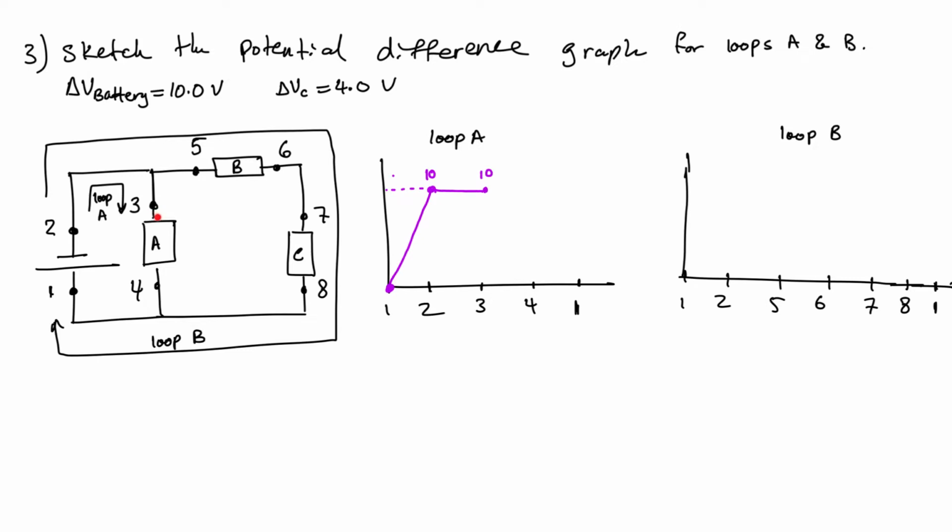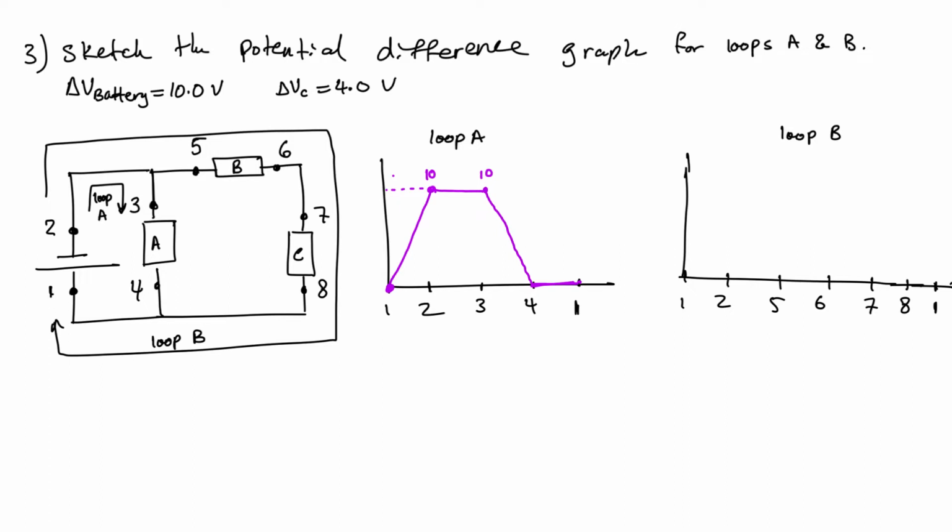And then they go through the resistor here, and they're going to lose all their energy because there's no other resistors along the way. So they're going to lose all of that 10, and they're going to have 0, all the way to 1. They lose all of their energy by state 4, and then they have 0 energy. And this is our potential difference graph for loop A.